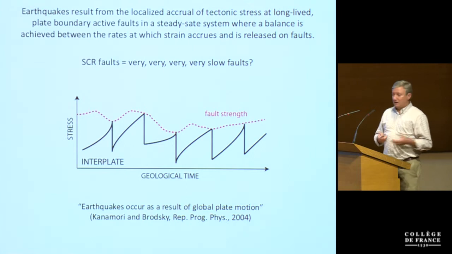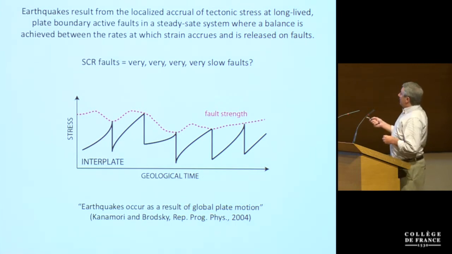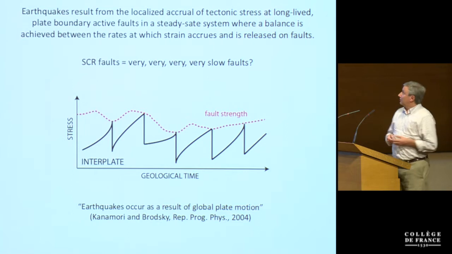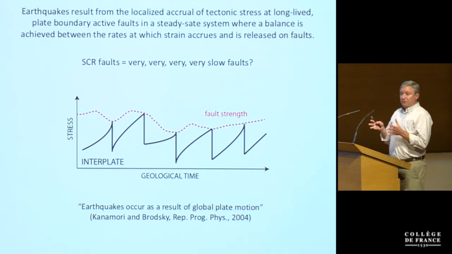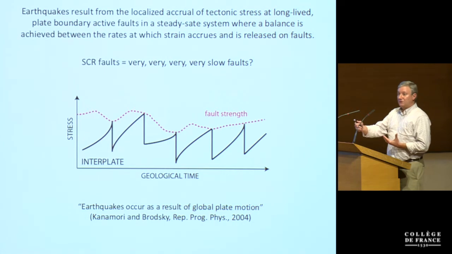This may be more or less regular in time. But the notion here is that earthquakes occur as a result of global plate motion, and they result from the localized accumulation of tectonic stress at long-lived plate boundaries, where active faults are steady state systems with a balance that is achieved over time between the rates at which the tectonic stresses load the faults and the rates at which this loading is released by large earthquakes.